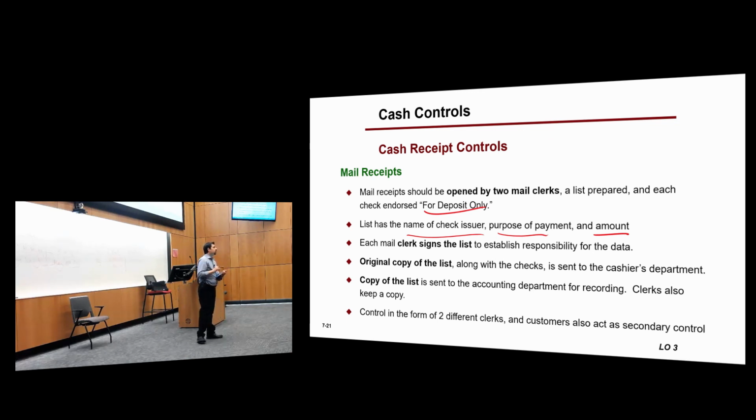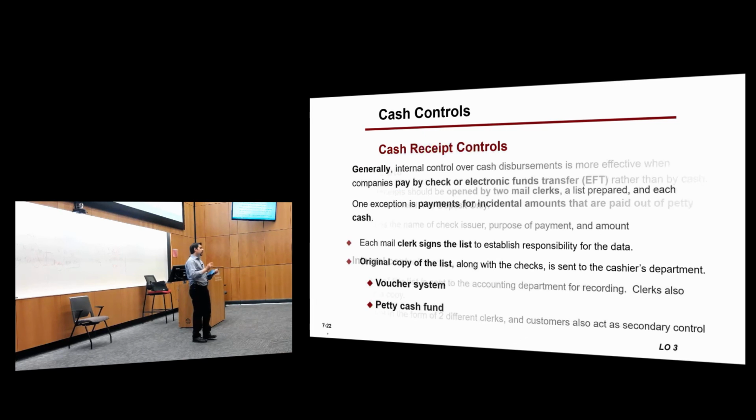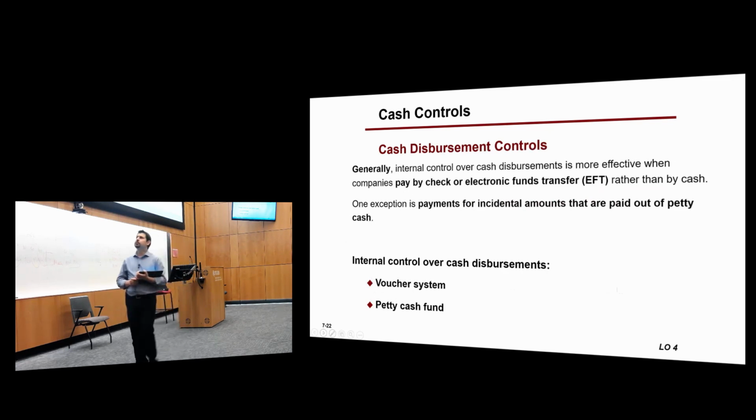Now, there are 2 different controls here. The first one is that there are 2 different clerks. Another control in this case is the customer herself, because if she does not get credited for the amount that she paid, she will complain. Customers will not say, okay, we paid you the first time, someone stole the money, I'll pay you the second time. No, they won't do that. They will complain about it, and then the company will know. So this acts as a second control.